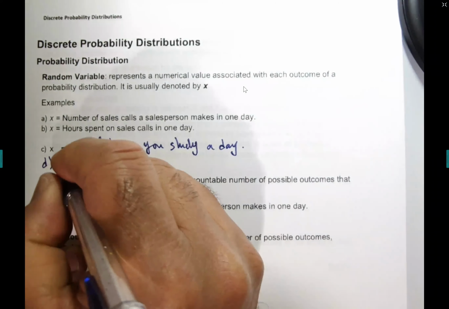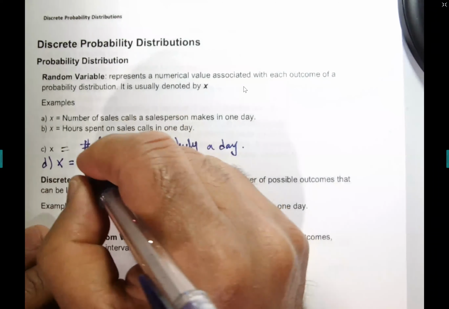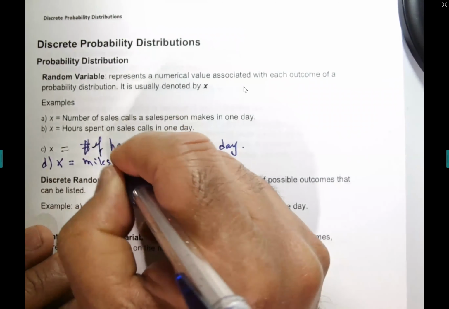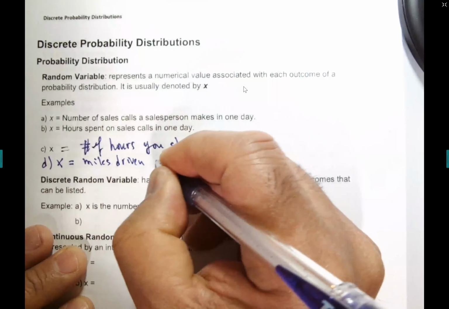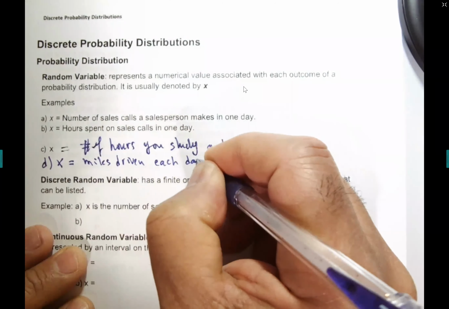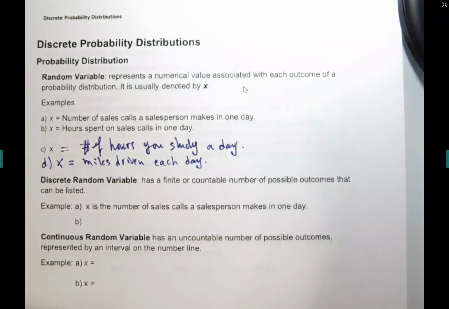D. Miles driven each day. You know, this is a variable. It's not going to be exactly the same every day, so it is a variable.